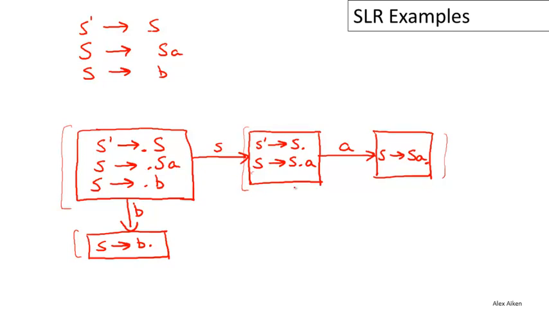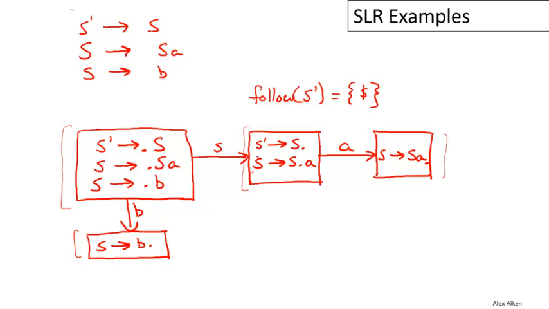Okay, and here we could either reduce by S prime goes to S dot, or we could shift an A onto the stack. And the question is, what is in the follow of S prime? So what can follow S prime in the grammar? If we look back up at our grammar, we'll see that nothing can follow S prime. S prime is the start symbol, and so in fact the only thing in the follow of S prime is the end of the input.